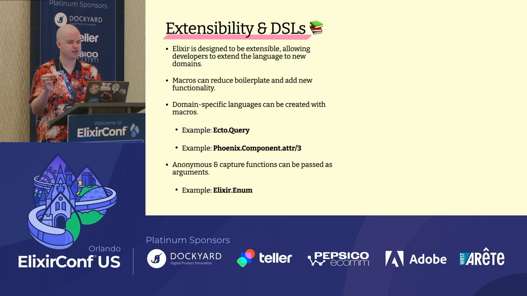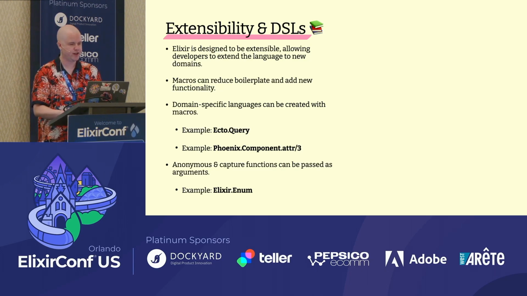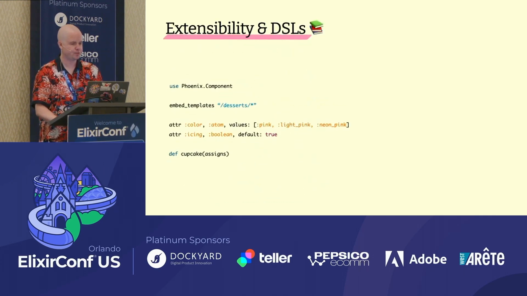You can also create domain-specific languages. A couple of examples would be Ecto Query and Phoenix Component. You'll see a little bit of code here in a second for the component example. And then we can pass around functions as arguments, like I said a couple of seconds ago. The Elixir Enum module is a great example: we've got several functions that can receive a function as one of the arguments, so that you have your collection, maybe some arguments, and then functions that can operate on each item in the collection. I think that's another great way of providing extensibility in the language.